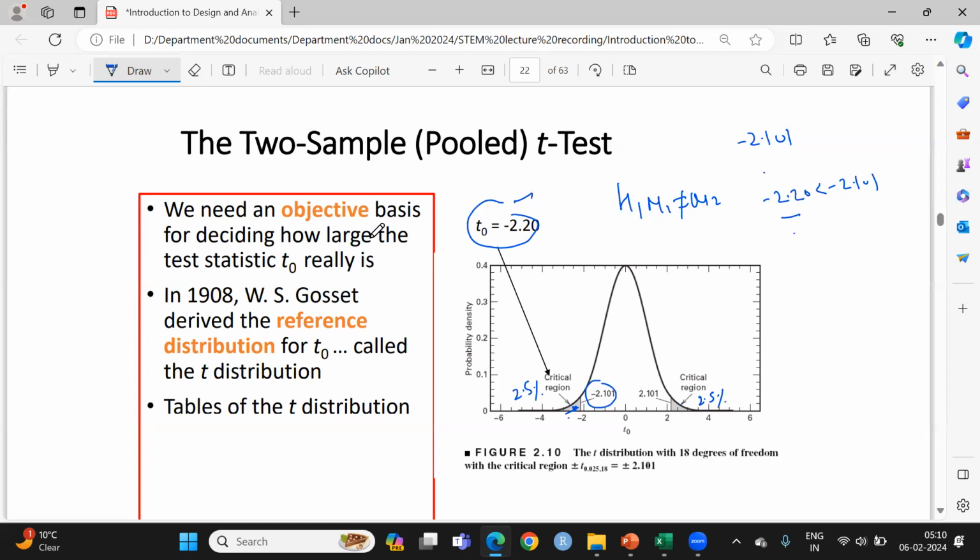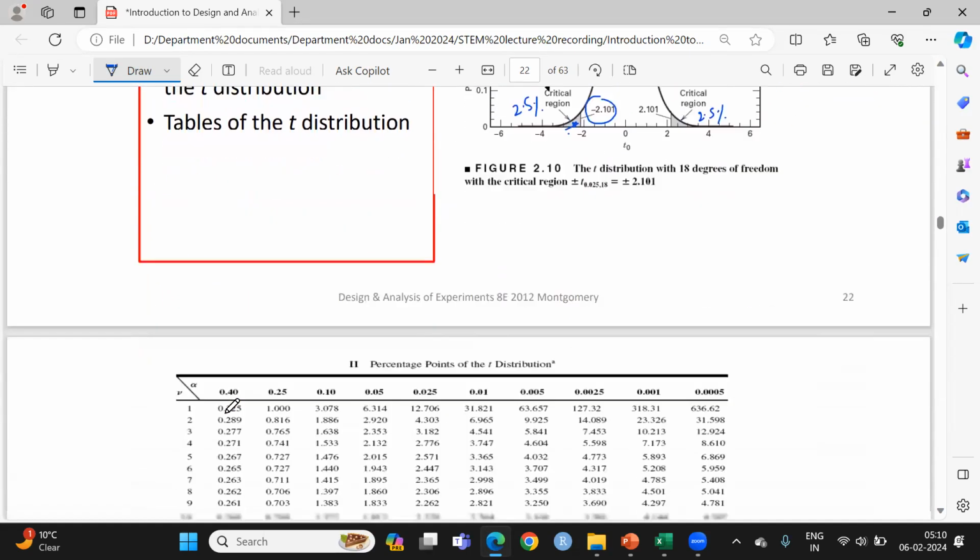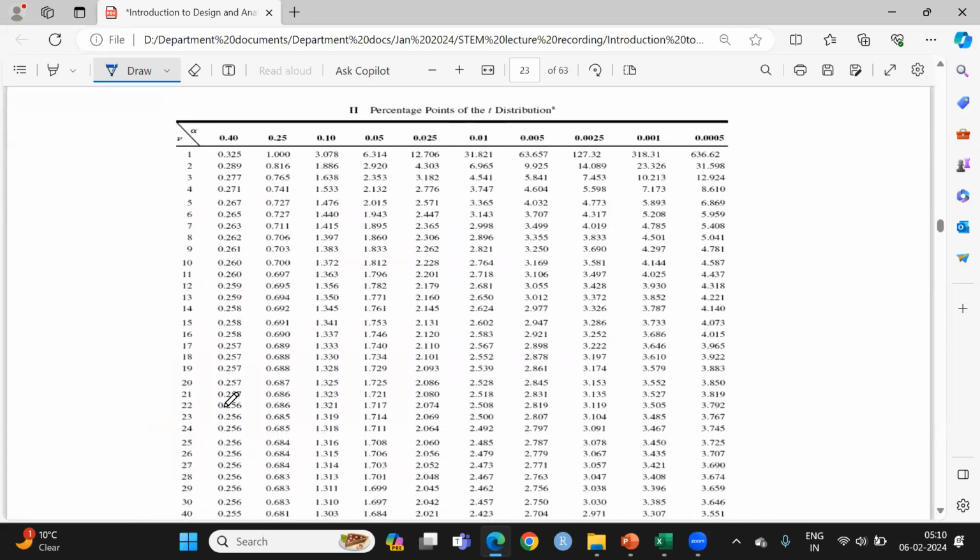Okay, so we need an objective basis for deciding how large the test statistic T naught is. Based upon the comparison, we will draw our conclusion. So this is a glimpse of the T distribution. One thing you have to keep in mind is that in the case of the normal distribution, we do not have any concept of degrees of freedom, but here in the T distribution, we have a concept of degrees of freedom.